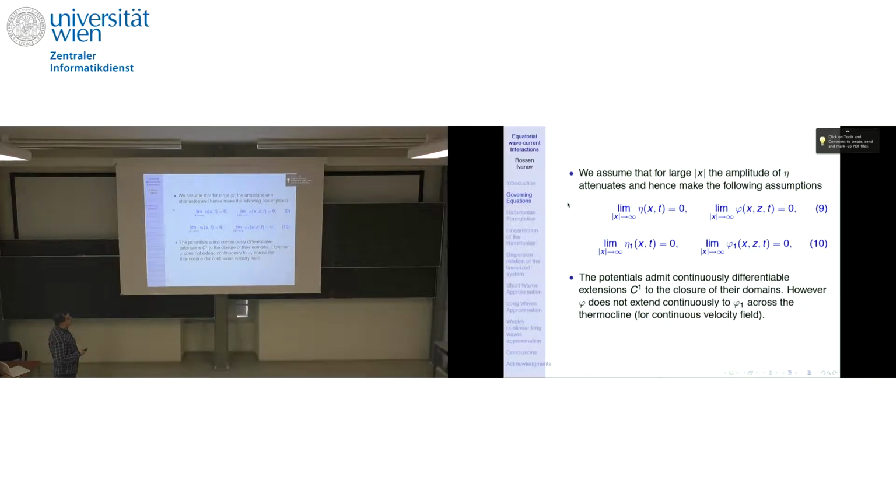For phi and phi 1, however, we have to say that under these conditions, phi extends C1 to the closure of the domain, but phi does not extend in a continuous way to phi 1. So in contrast to the psi, in this way. Is that potential shift between the stream functions? No, this is phi. The second one. Yeah, this is phi. Yeah, phi and phi 1.